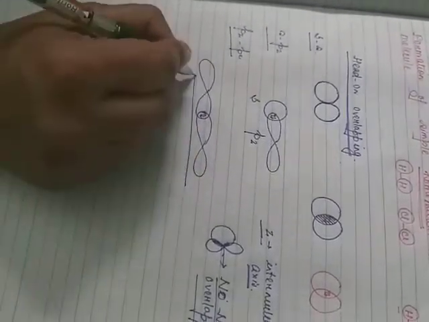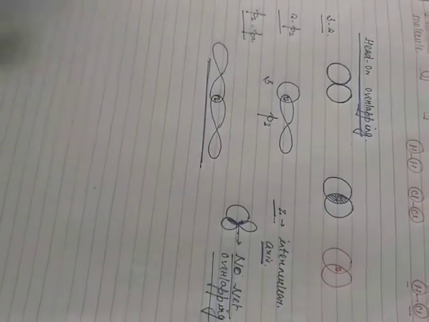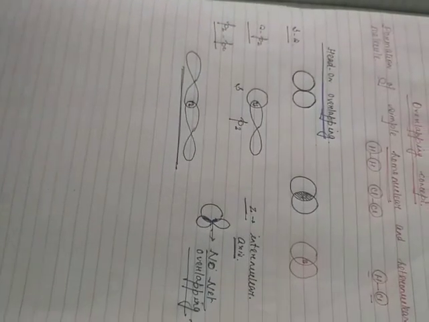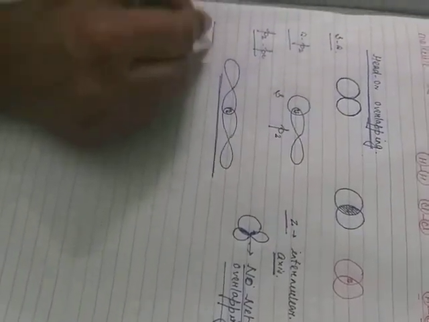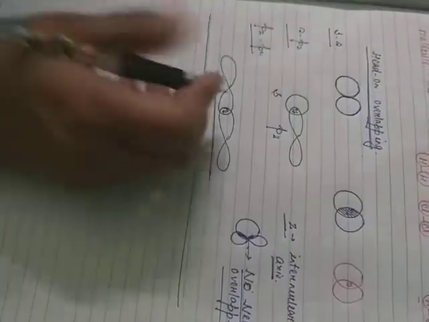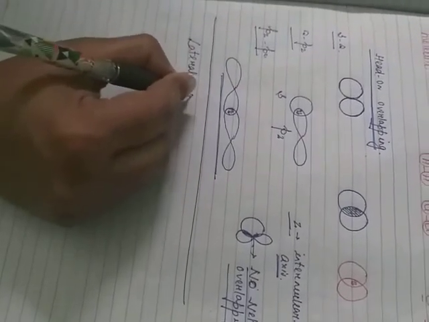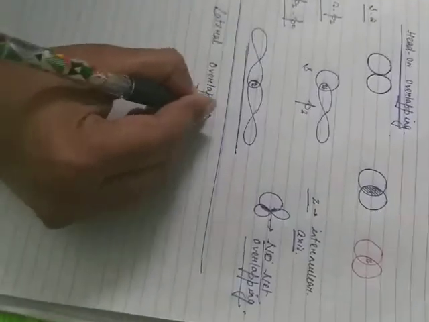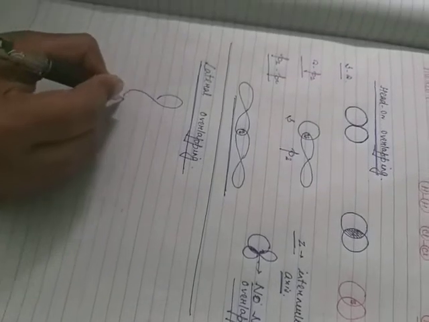So these are all about head-on overlapping, and sideways overlapping is possible with px and py, provided there is already an existing head-on overlapping or sigma bond. With this concept of head-on and lateral or sideways overlapping, we will explain the formation of homonuclear and heteronuclear species.